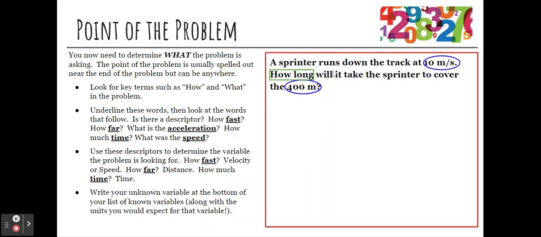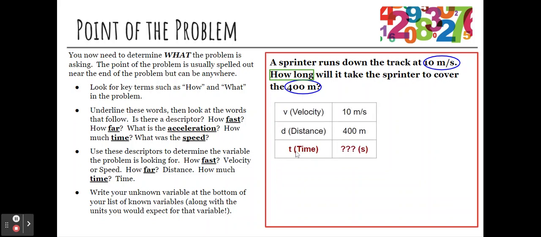All right, so I have my information. I've added my question: how long will it take the sprinter to cover the 400 meters? That's a time question. So I add time and its variable symbol t to the bottom of my informational table. Now time usually in physics is going to come out in seconds. Unless the problem asks you for a specific time unit, just leave it in what the mathematics will bring out in terms of units. If it asks for a different time unit, minutes or hours, then I'm going to need to solve the problem and do a conversion at the end.